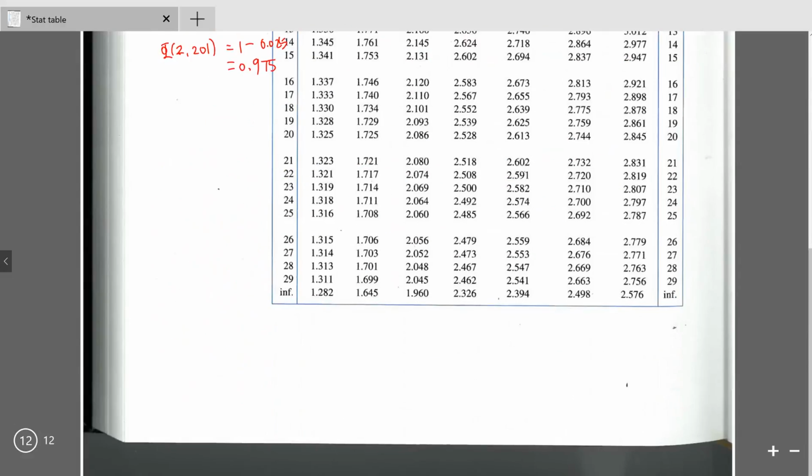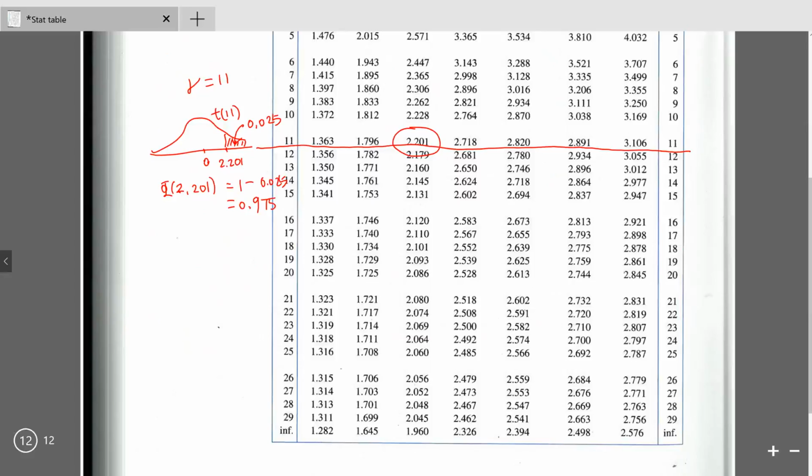Also, I hope you can look at the last row, infinity. Do you remember what happens when nu goes to infinity? Our t distribution converges to the standard normal distribution, convergence in distribution.